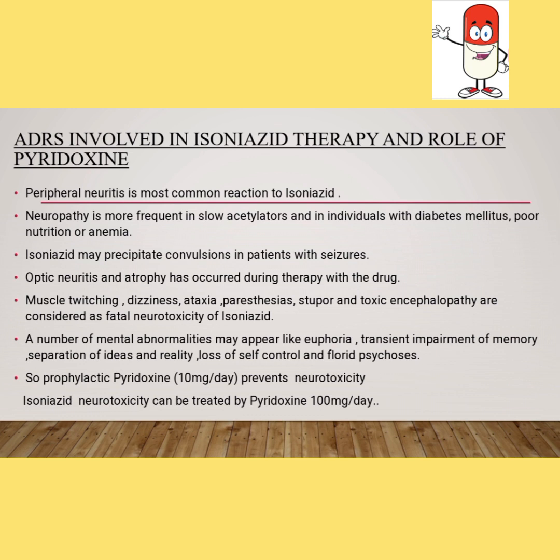Stupor and toxic encephalopathy are considered as fatal neurotoxicity of isoniazid. A number of mental abnormalities may appear, like euphoria, that is nothing but a feeling of intense excitement and happiness, transient impairment of memory, separation of ideas and reality, loss of self-control, and florid psychosis. In florid psychosis, you have symptoms like hallucinations, delusions, and disorganized speech, with sudden onset and usually short duration.